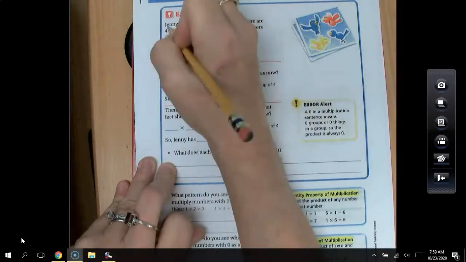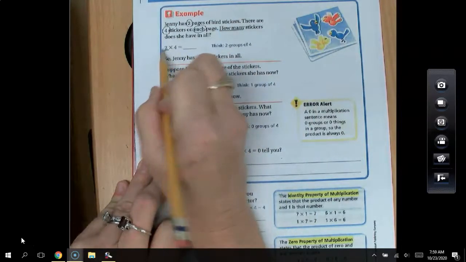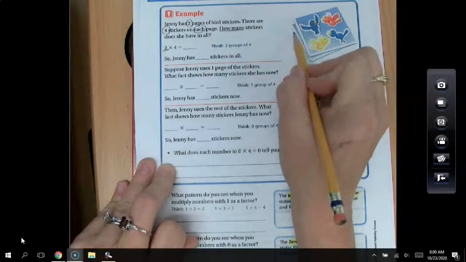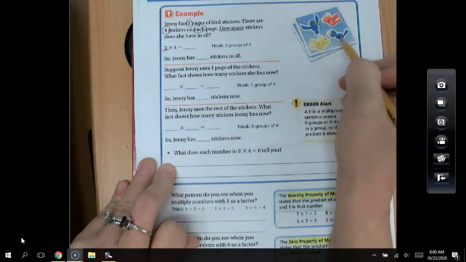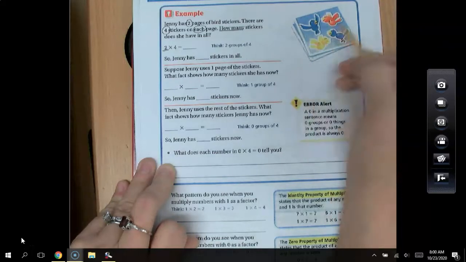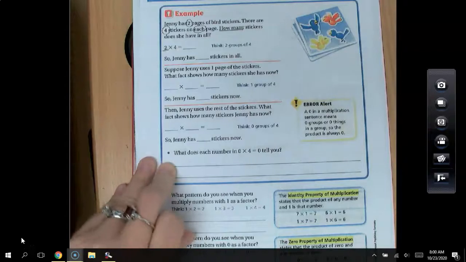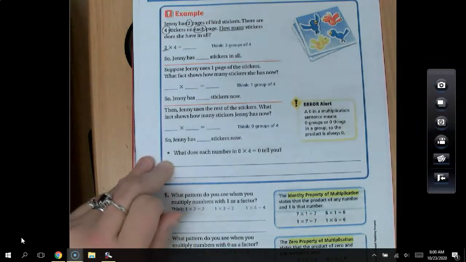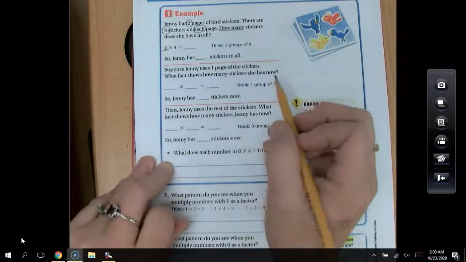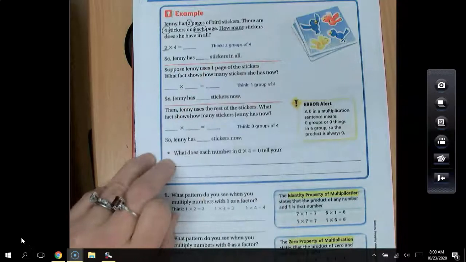I have 2 and I have 4. I have 2 pages, 1, 2, and I have 4 stickers on each page, 1, 2, 3, 4. I know in multiplication, when we multiply, we have to have equal groups. So we're going to think 2 groups of 4. So Jenny has how many stickers in all?